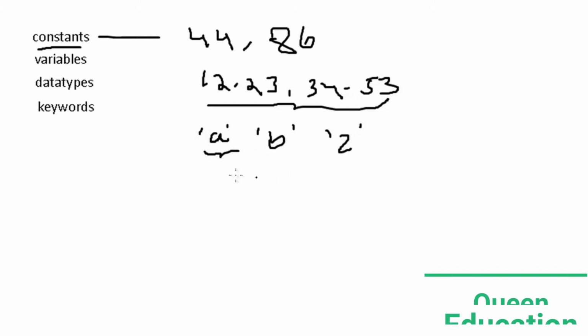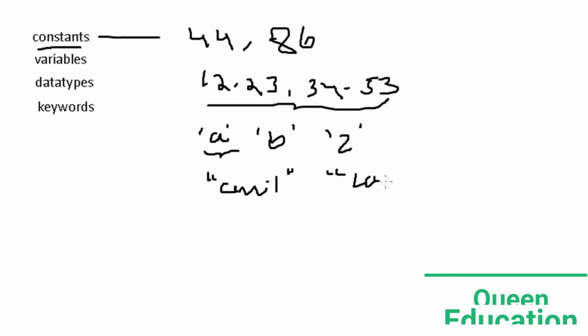And then we have string constants, which are written in double quotes, for example Anil, and we have any other string, for example lad, which is written in double quotes and which is a bunch of characters. These are called string constants.